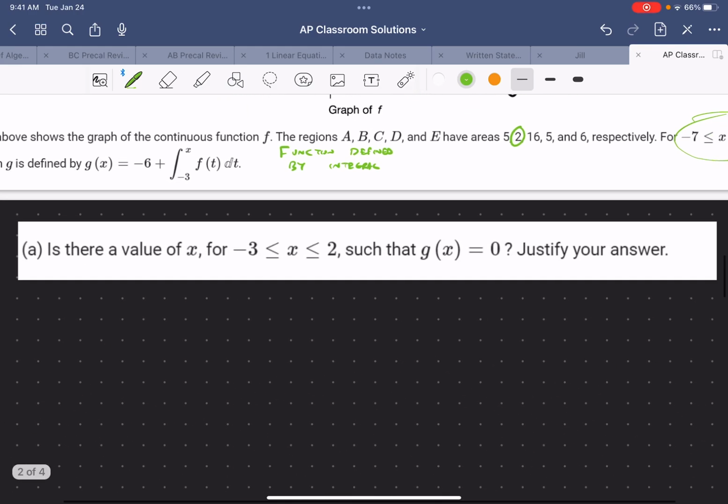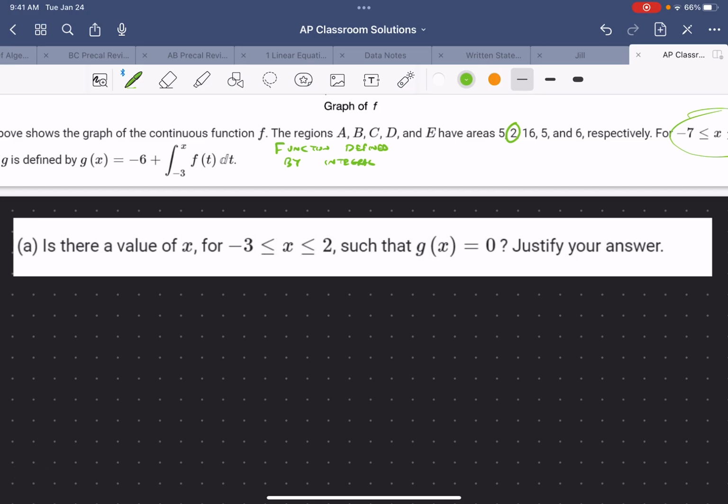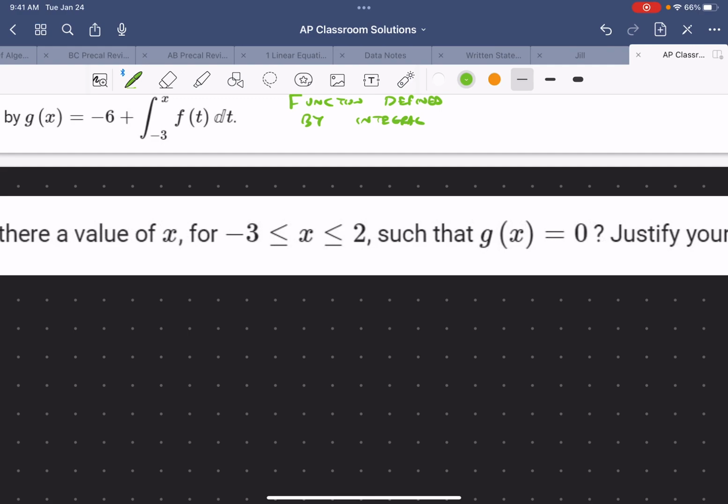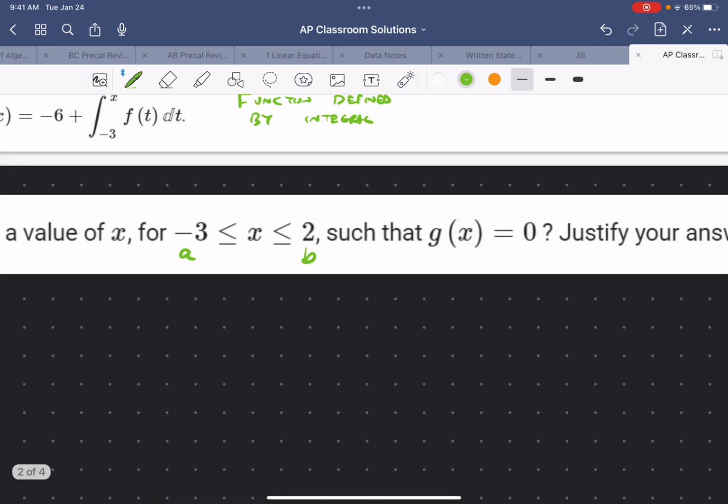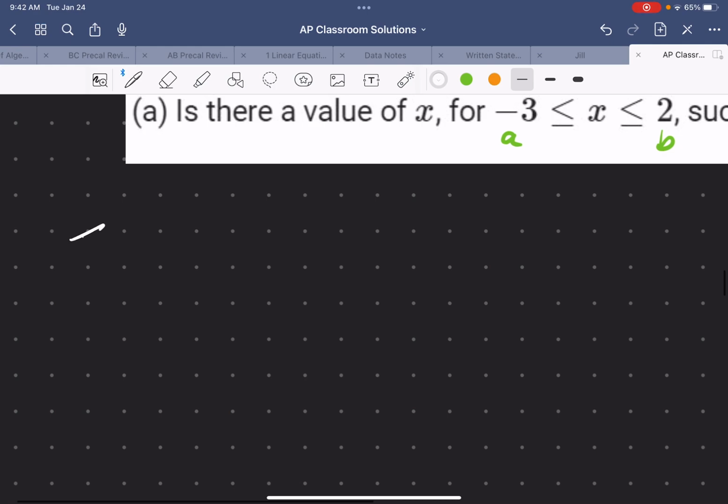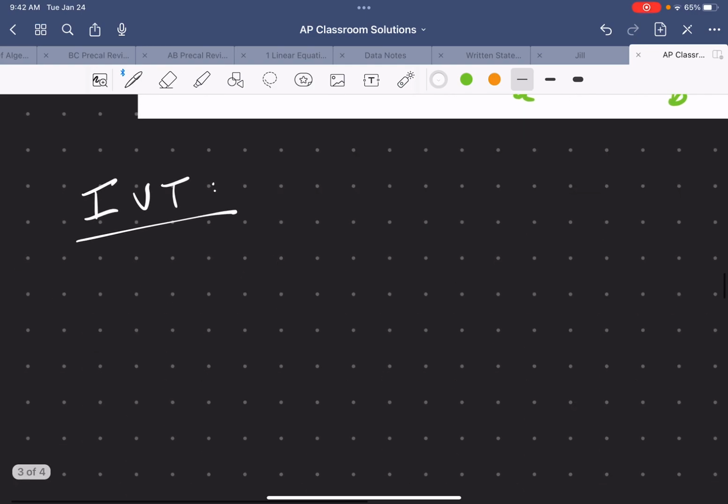So part A says, is there a value of x from negative 3 to 2 such that g of x is equal to 0? Justify your answer. So we have an interval from negative 3 to 2. So let's say this is our A, this is our B. And we're asked to find, is there some value in between our A and our B that this is true? Well, there was a theorem that would pull this together for us, and that was the intermediate value theorem. If you don't have the intermediate value theorem memorized, that's okay. Just go back and look at your notes. But the intermediate value theorem, in order to use this, you have to first show that your function is continuous.